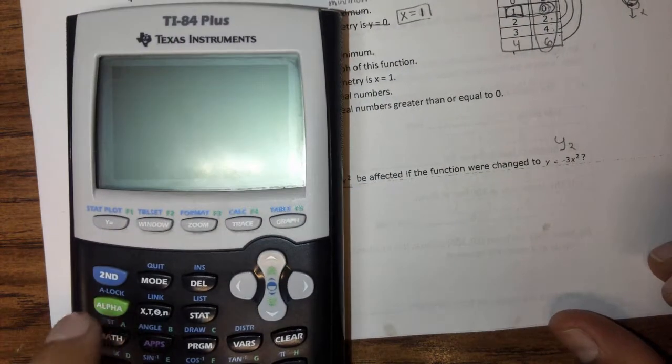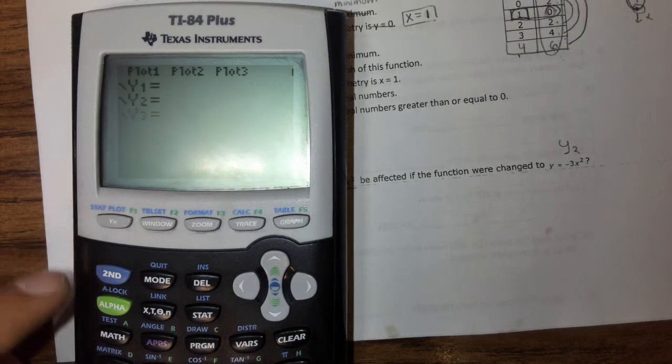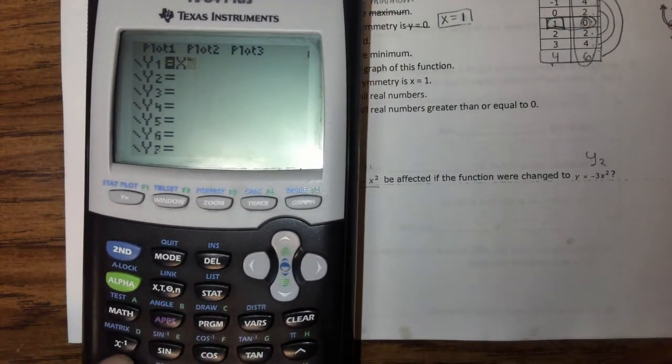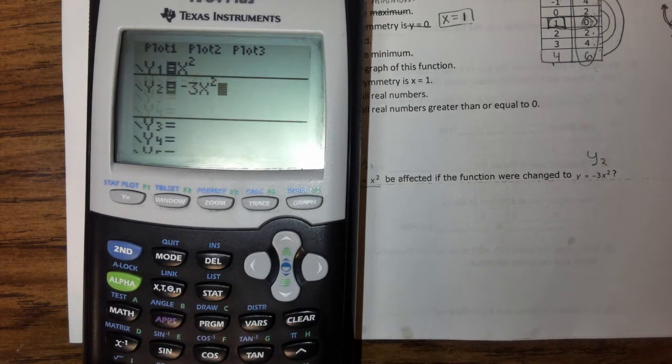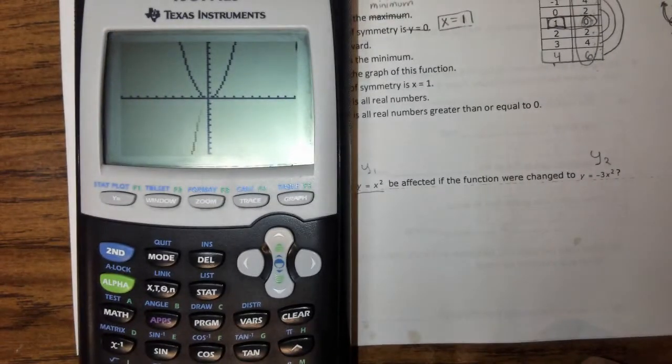This is something that you may not be able to do at home, so I'll just go ahead and do it over here. So again, we go to y equals. We have x squared. On the bottom, we have negative 3x squared. Right, so we have our two equations. We basically go to our graph and we just look at how they change. So there's my first graph, and there's my second graph.